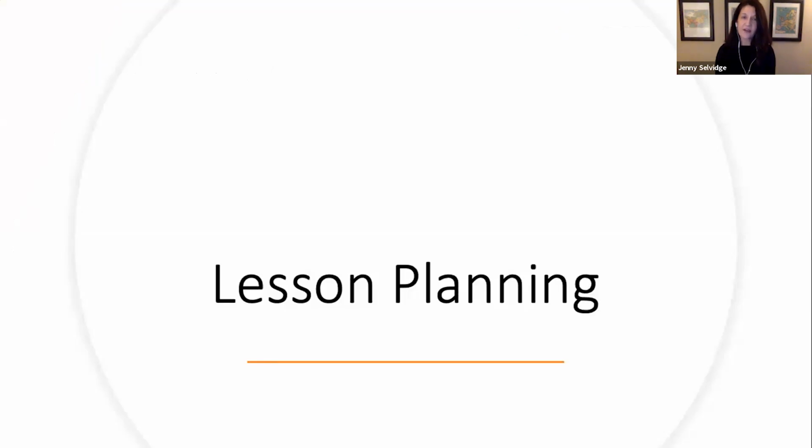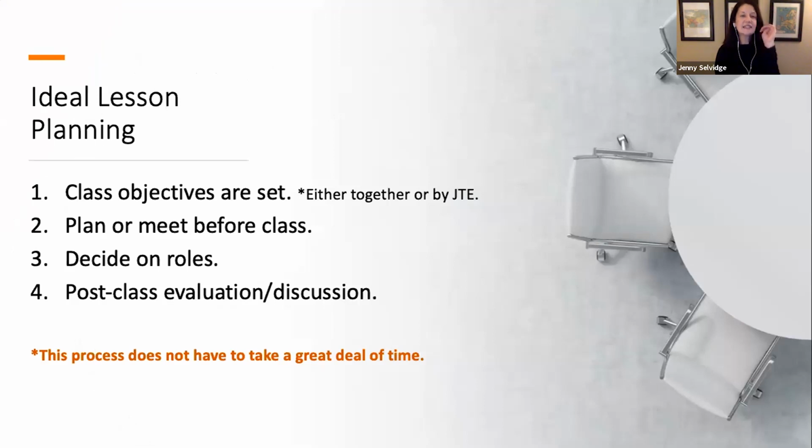So let's talk about how to plan together. Ideally, class objectives are set. As I said, this is always my first and most important way to start. What are the objectives? What are the goals? If you have time to sit down together and plan together, if that's what you want to do, that's great. Or the JTE needs to set that and make that known.